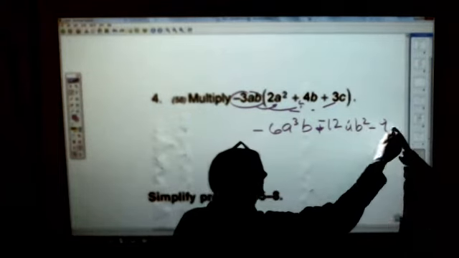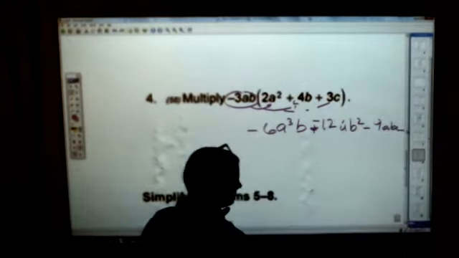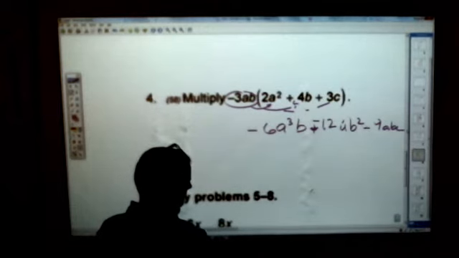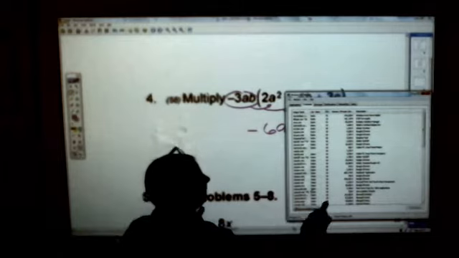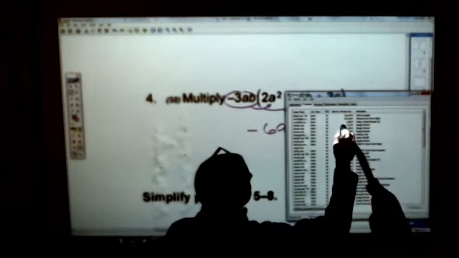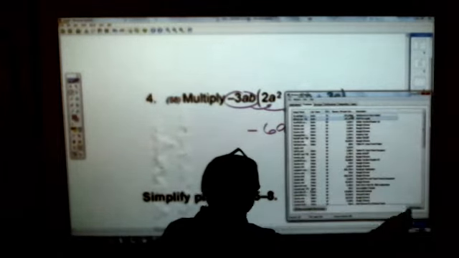A, B, C. I think my board needs some fixing here. Stop, did anybody have a problem with that? See this yellow stuff.